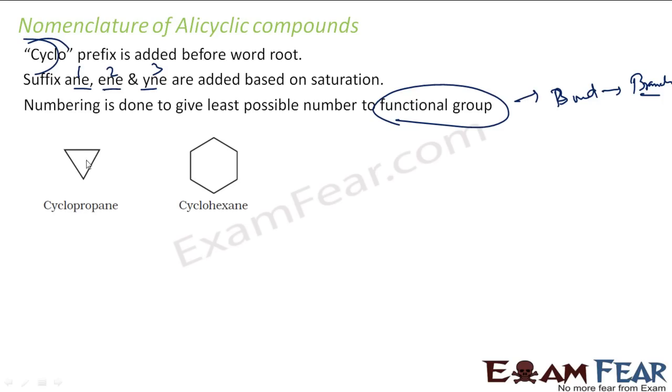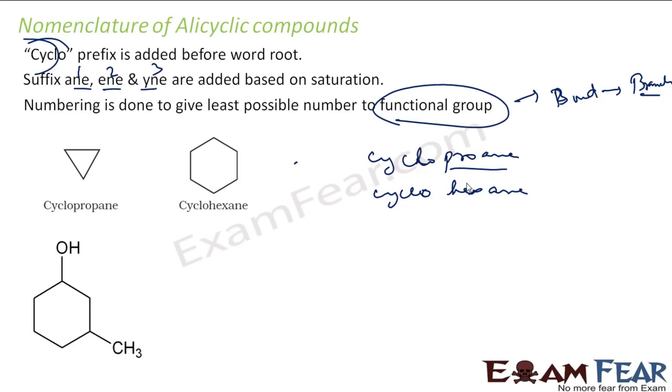So for example, in this one there are 3 carbons, and since it's a ring, first the word cyclo is used. 3 carbon, prop, all single bond, ane. So this is cyclopropane. Similarly, here also it is a ring, so cyclo, there are 6 carbon, so hex, and all single bond, hexane. There are 3 carbons here, so cyclopropane. There are 6 carbon, cyclohexane.